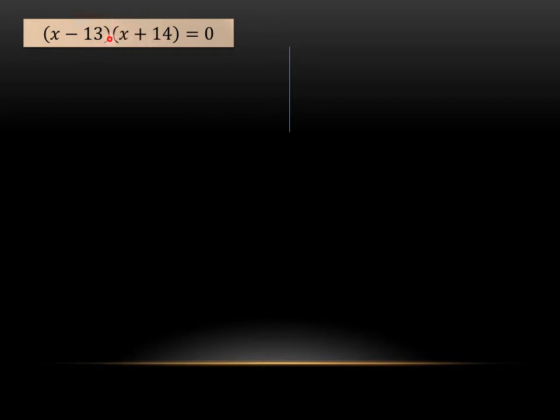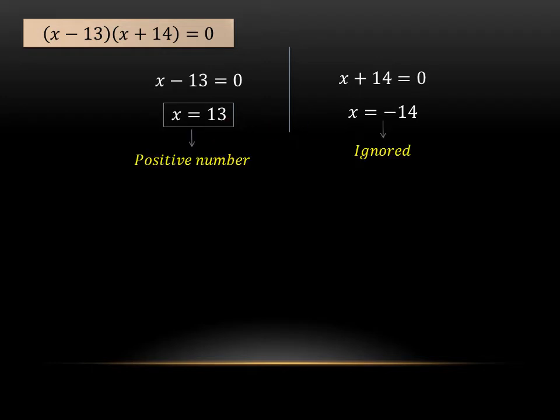We have to split the brackets and we will write x minus 13 equals 0 and x plus 14 equals 0. From the first side, we will get the value of x, which will be plus 13, and from the second side, we will get the value of x, which will become minus 14. As in the question, if you remember, the question was to find two consecutive positive numbers. It means we have to consider only the positive number and the negative number will be ignored. So this is the positive number.